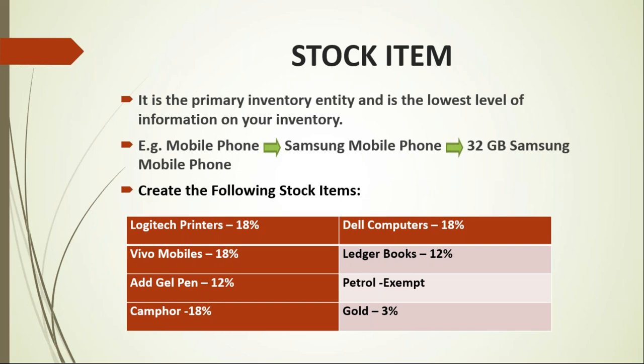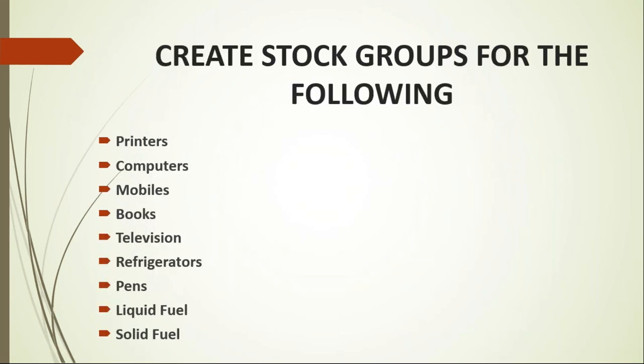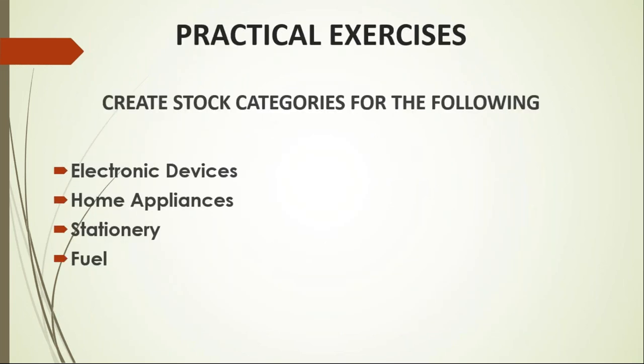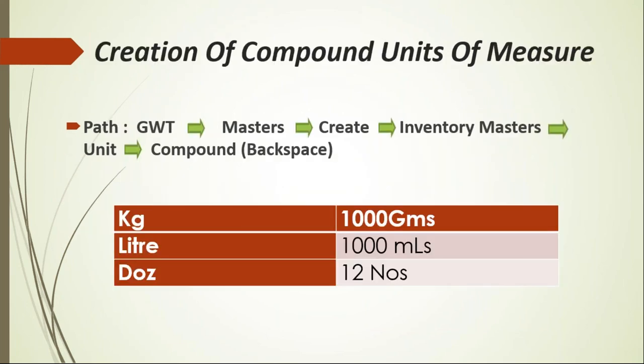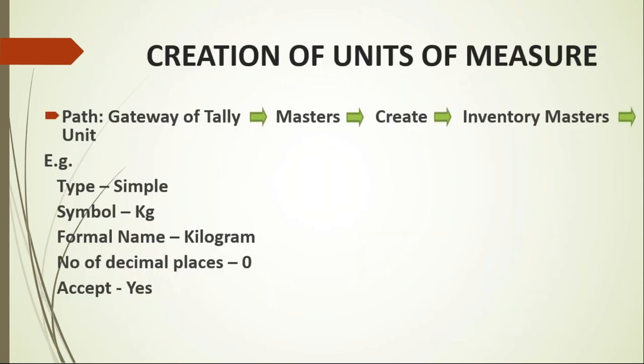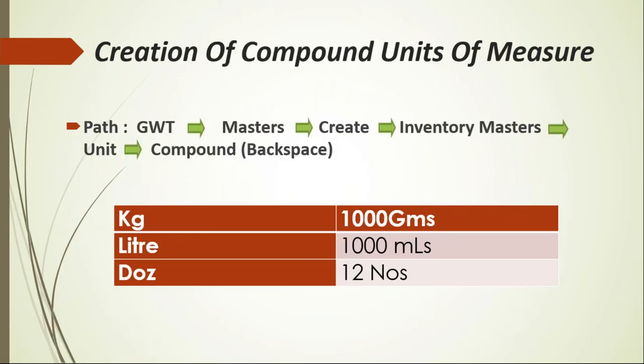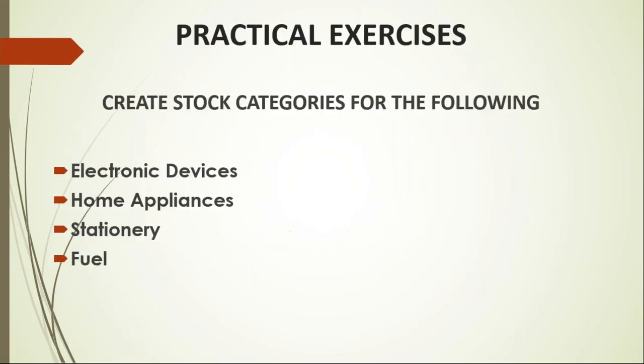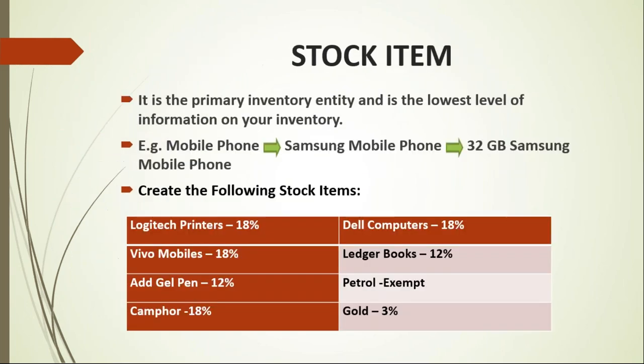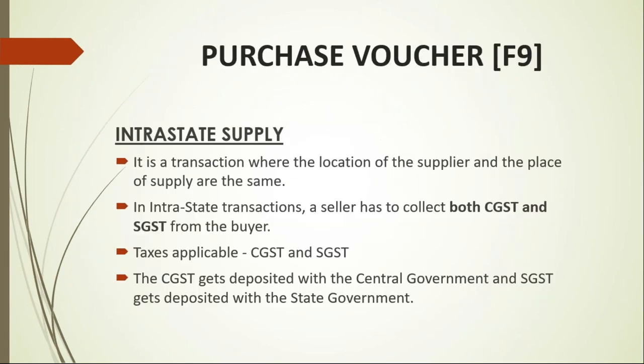Right. So after the stock item creation, next we begin with a set of vouchers. Now, in the previous session, we went for the stock groups creation. Then we had stock category creation. Then we had units of measure. We had location. Now, after finishing all this background preparation, we will begin with the inventory-based vouchers. That is, the first one we have is the purchase voucher.